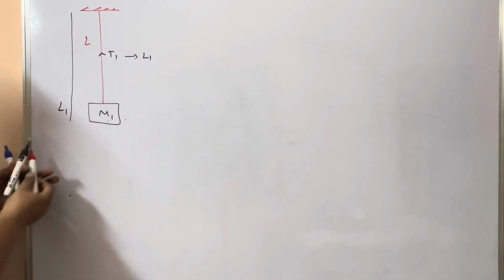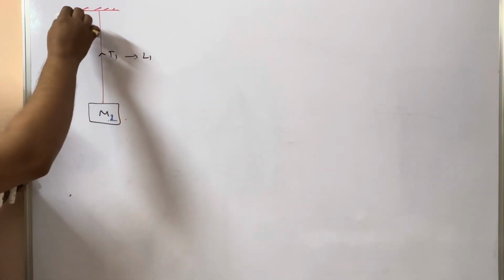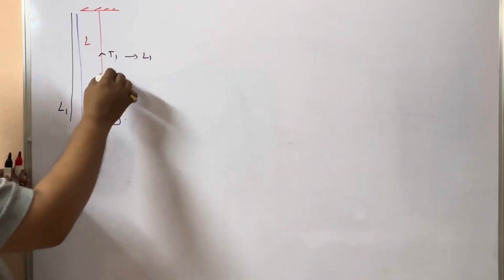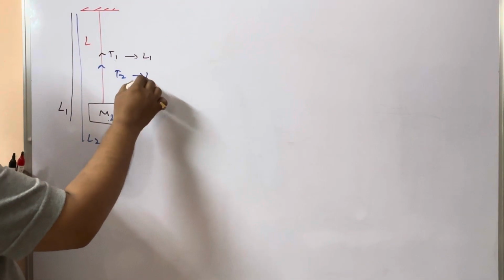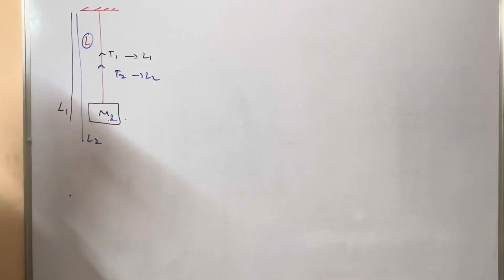Next, they removed this and suspended another mass M2. At that time, its length is L2. So for T2, it is going to be L2. What is the original length? They are going to ask.